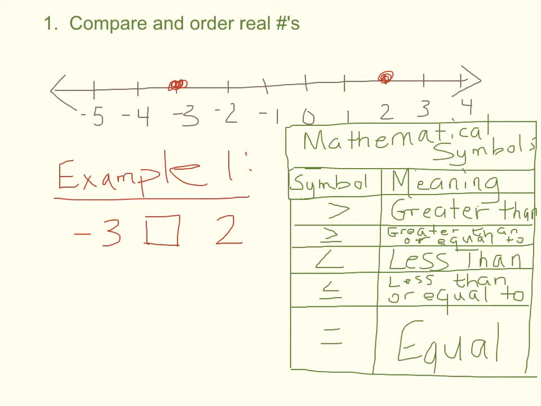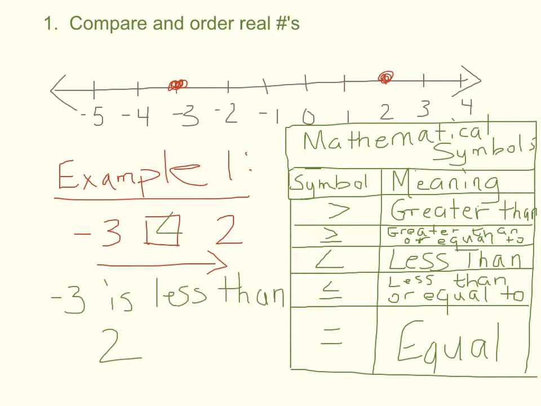We always read these mathematical sentences from left to right, just like you would read a book. So -3 is less than 2. You could write that out in a sentence. So -3 is less than 2. That is a true statement.